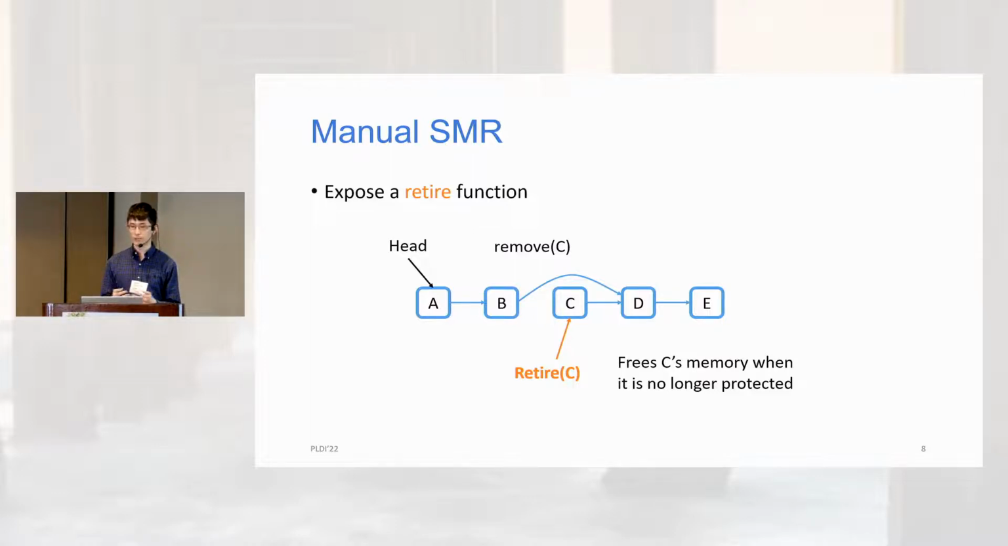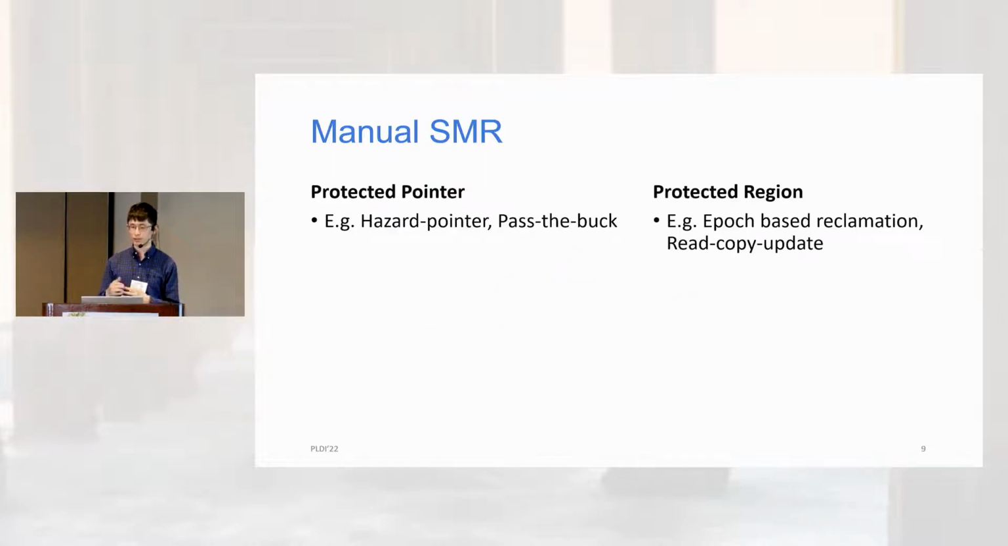And the way that memory is protected is different for the different schemes, but we can broadly split them into two categories. There are those schemes that protect individual pointers, for example, hazard pointers and pass the buck. And there are also those that protect entire regions of code. Examples include epoch-based reclamation and read copy update.